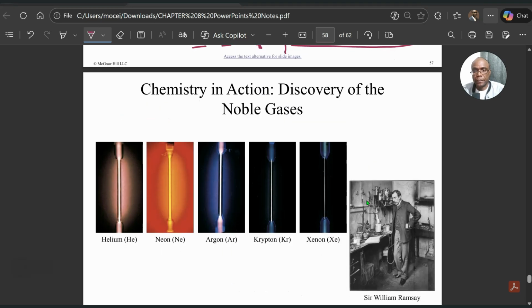Chemistry in action, discovery of noble gases. You've seen people using glow sticks. So helium looks like this, neon looks like that, argon like that, krypton and xenon, they look almost similar, but the krypton seems to be quite brighter.